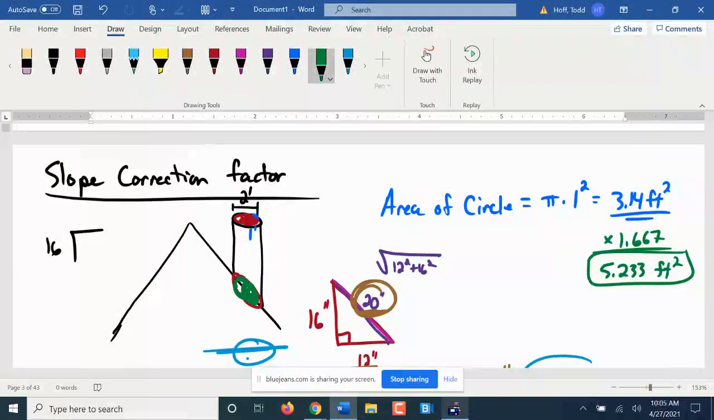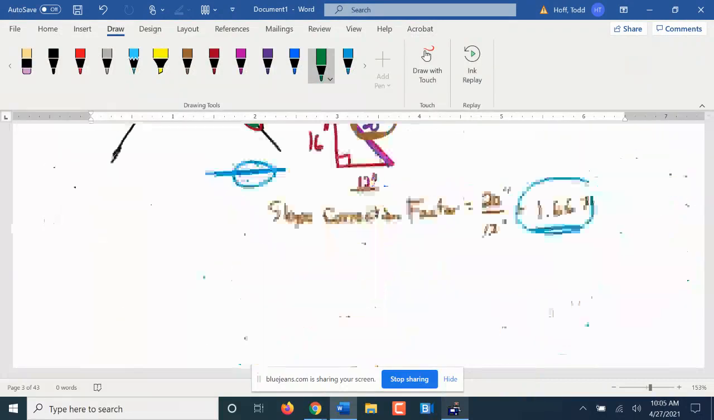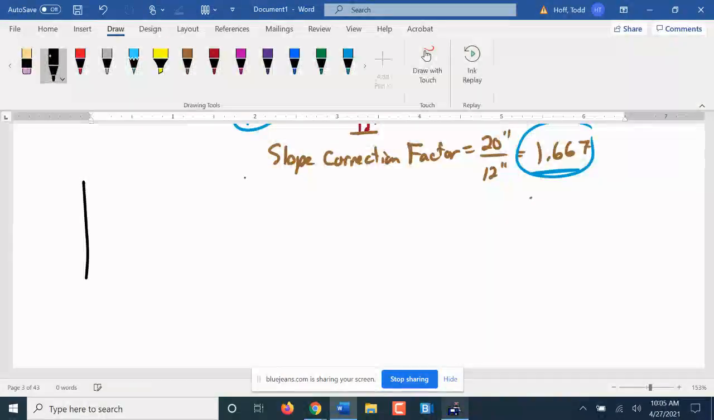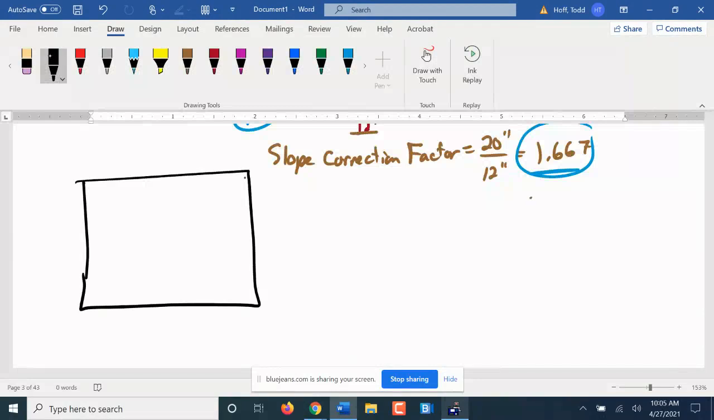Now this slope correction factor can be used for other things as well. Let's say I'm looking at that roof, and to cut my hole, I know it's going to be elongated. I know that the width is still just 2 feet or 24 inches. I want to know how long I have to cut the hole in this direction.